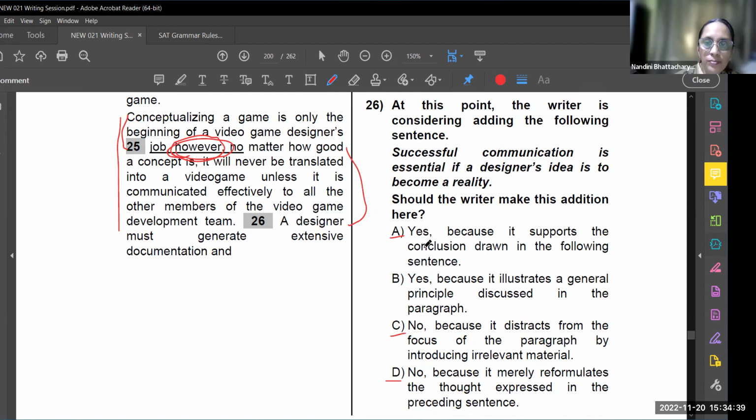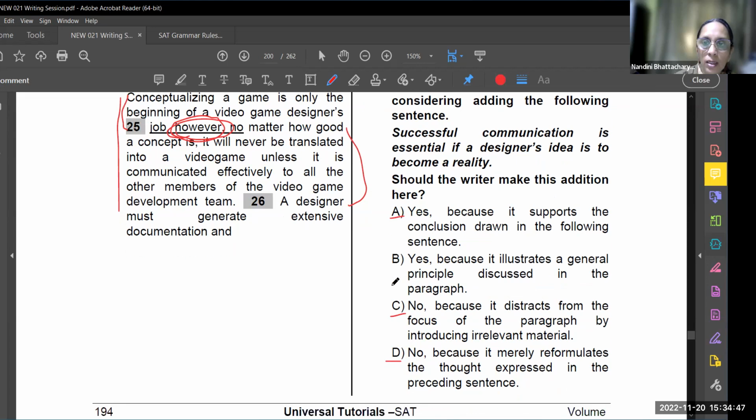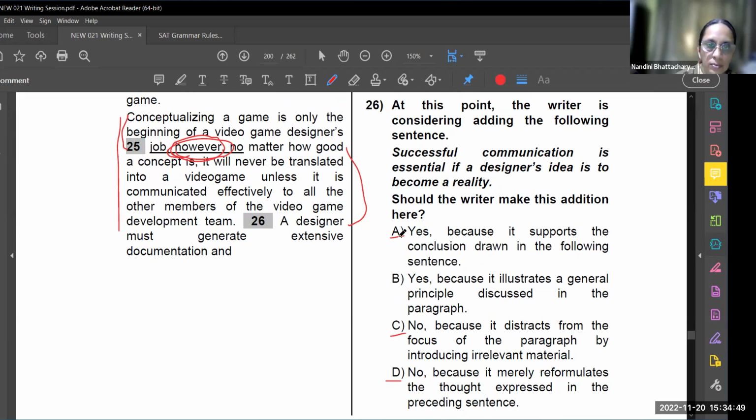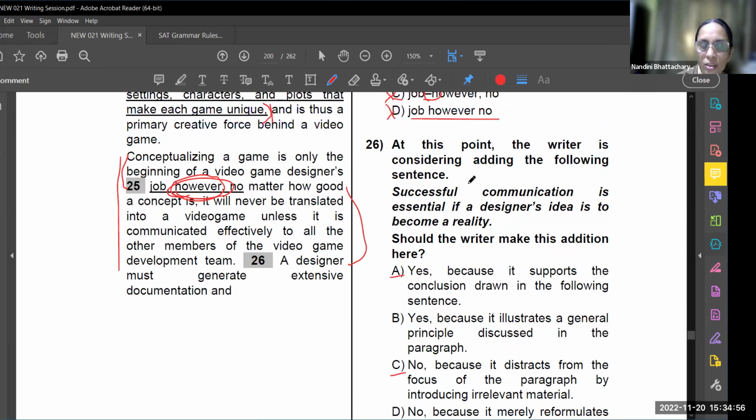Okay, now, and who else goes with D? Okay. So now looking at the sentence, now we have a lot of confusion, A, C, and D. So we'll go back to reading the question and looking at the context. At this point, the writer is considering adding the following sentence.